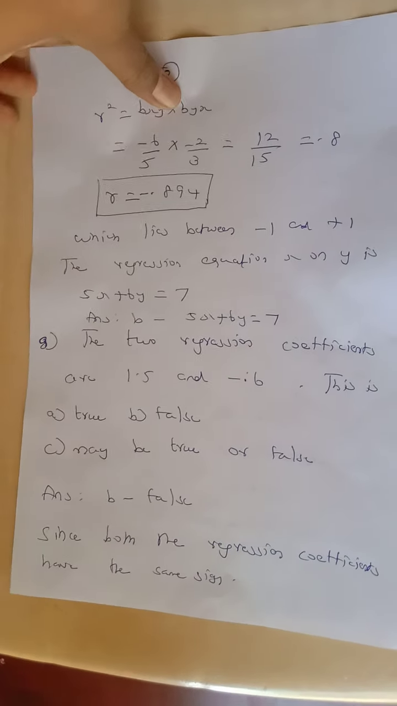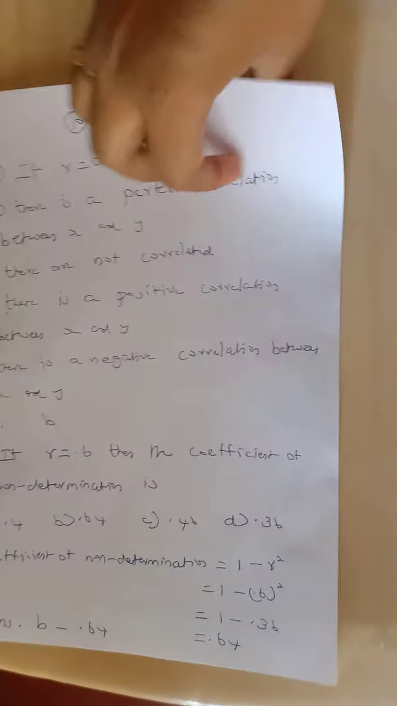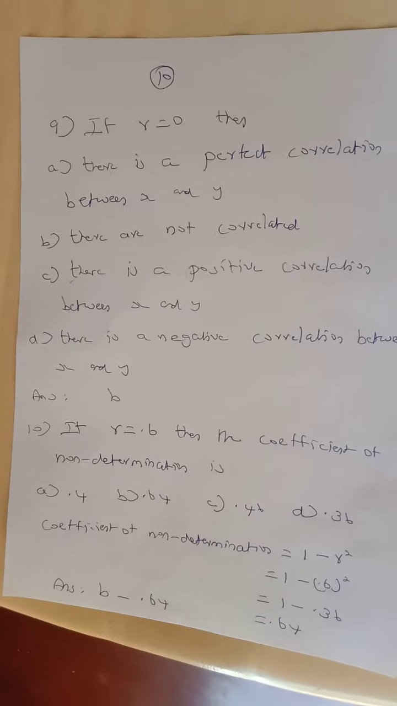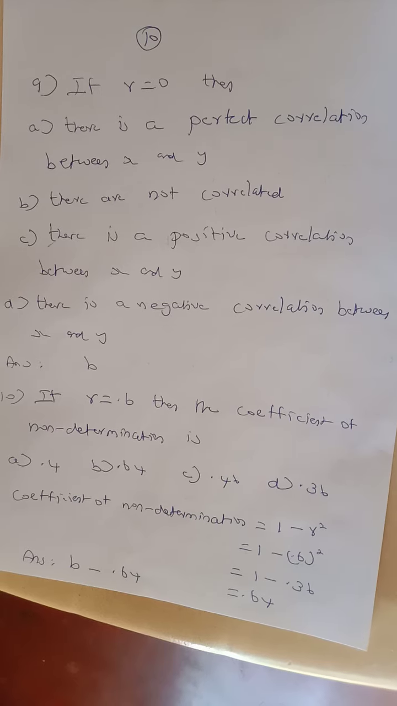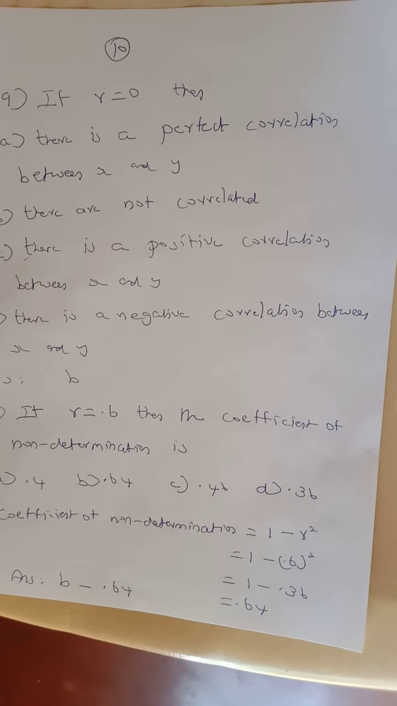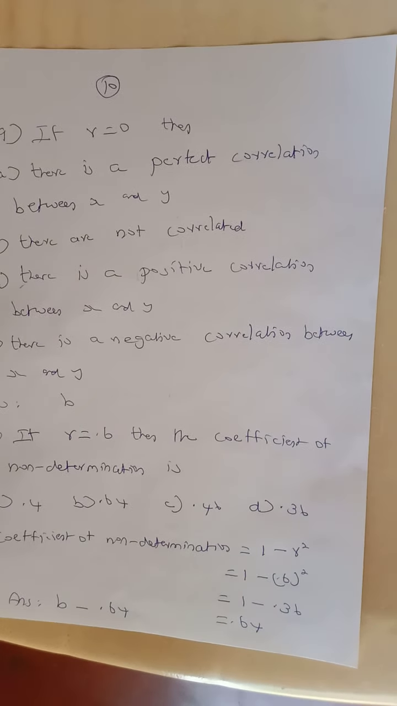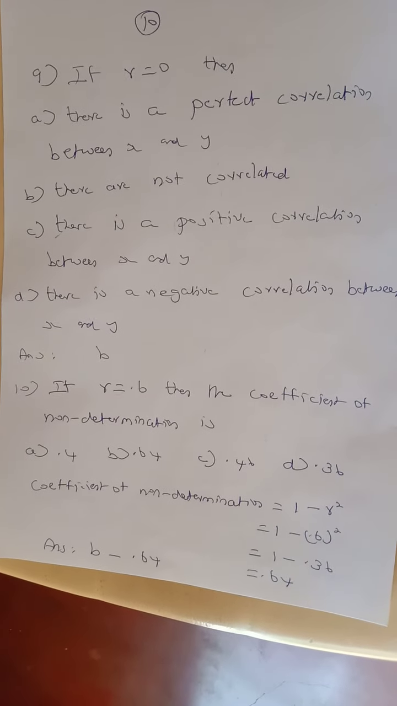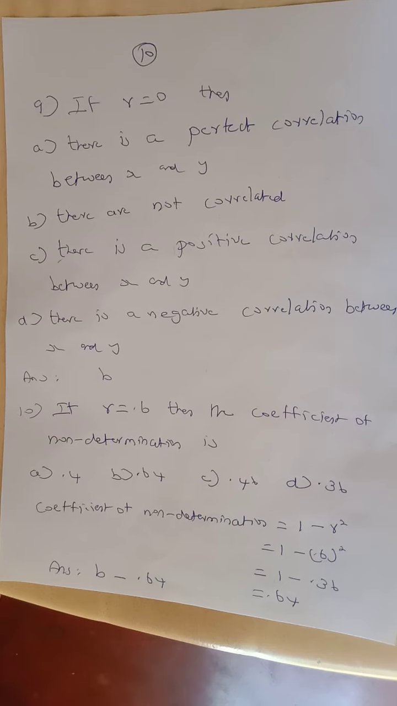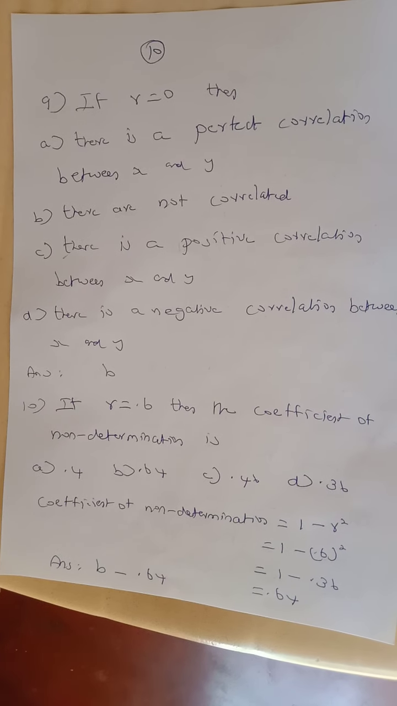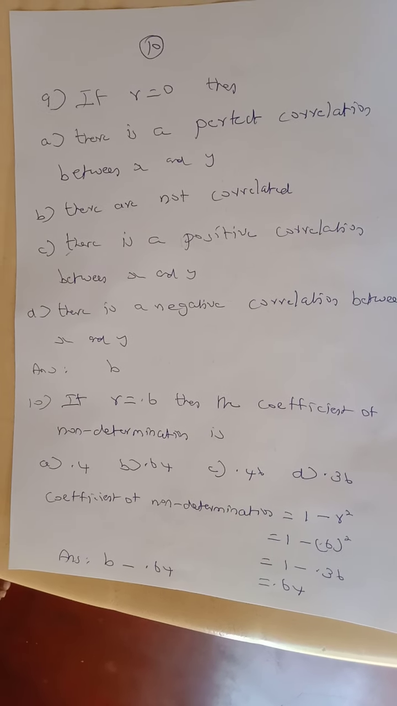Question number 9. If r is equal to 0, then: there is a perfect correlation between x and y; they are not correlated; there is a positive correlation between x and y; there is a negative correlation between x and y. Correlation coefficient equal to 0 means there is no relation between x and y. Here the correct answer is option B, they are not correlated.